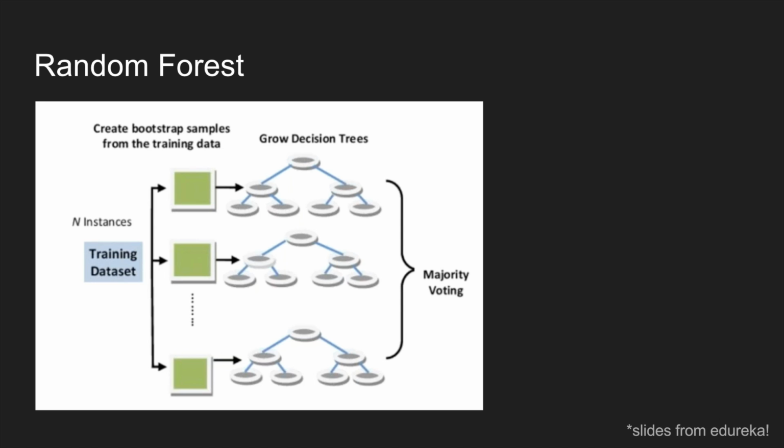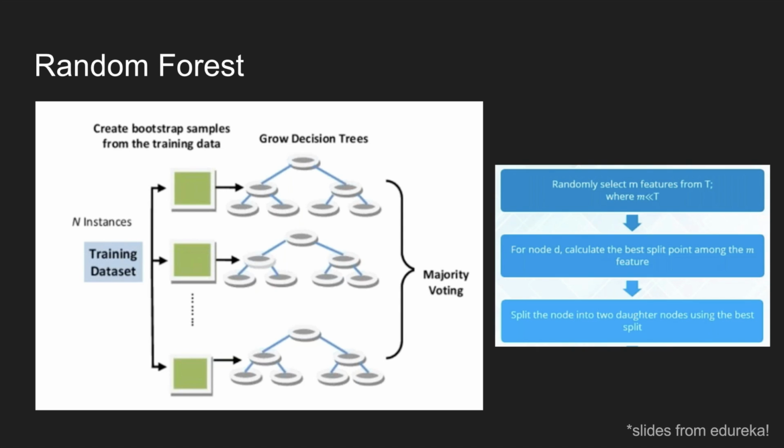Let's see how this algorithm works. First, we draw a bootstrap sample from the training data. Then, in order to grow decision trees, we repeat these 3 steps. First, randomly select m features where m is less than the total number of features. As each tree has different features, it can learn different things. Then, just as a decision tree is implemented, pick the most significant variable and calculate the best split point among m features for the node. Then, split the node into 2 daughter nodes.